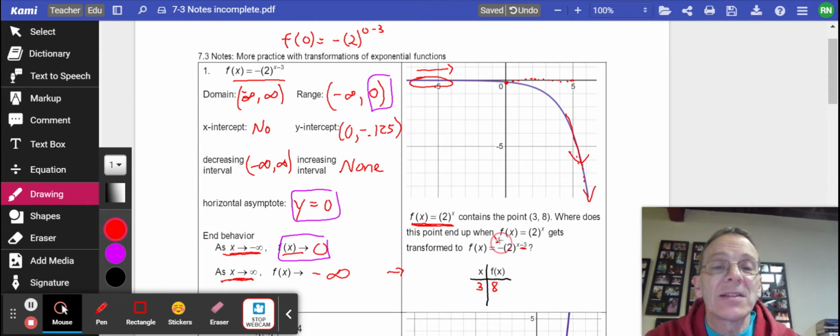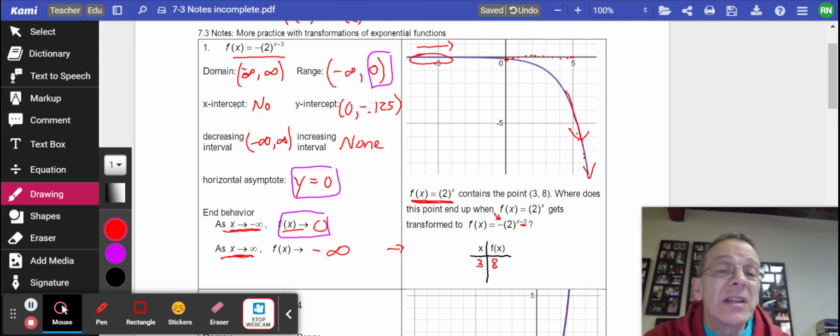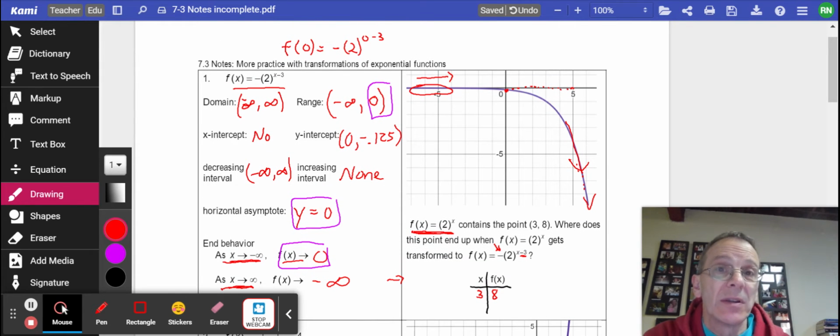Now, that's not a shift, okay? We didn't see this particular transformation in 7.2, but we have seen this transformation in the past. This is a -1 times the 2, right? This function could be rewritten like this.